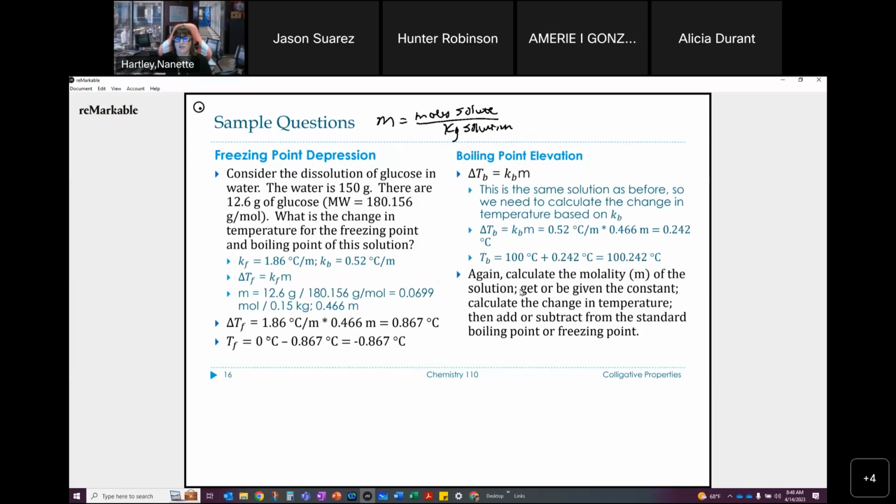We need to calculate the molality of the solution. We need to know what that constant is, whether it's a boiling point elevation or a freezing point depression. We calculate the change in temperature, and then if we're asked for the actual temperature at which that phase change occurs, then we have to correct the one that we've been given. So if it's a freezing point depression, we'd subtract it. If it's a boiling point elevation, we'd add. So, questions about that?